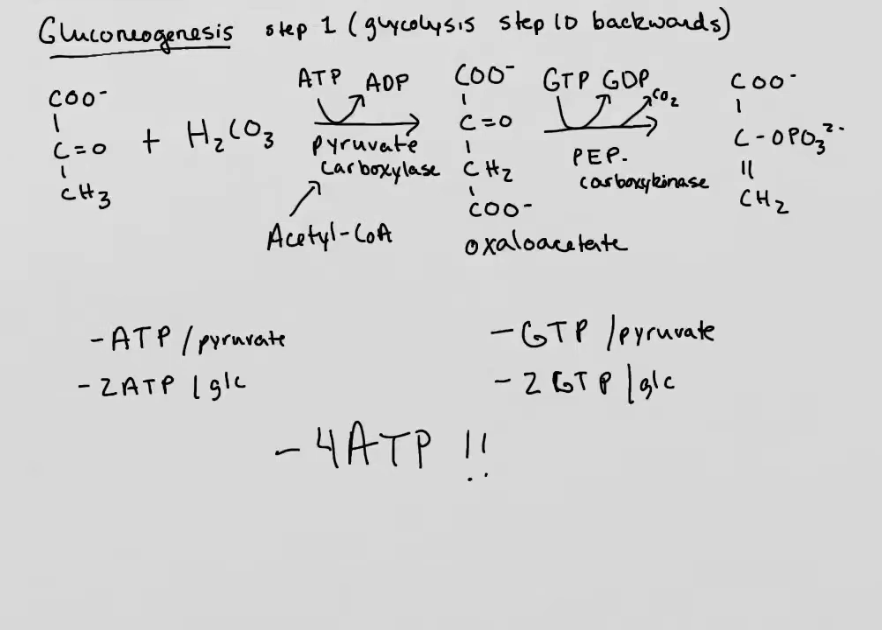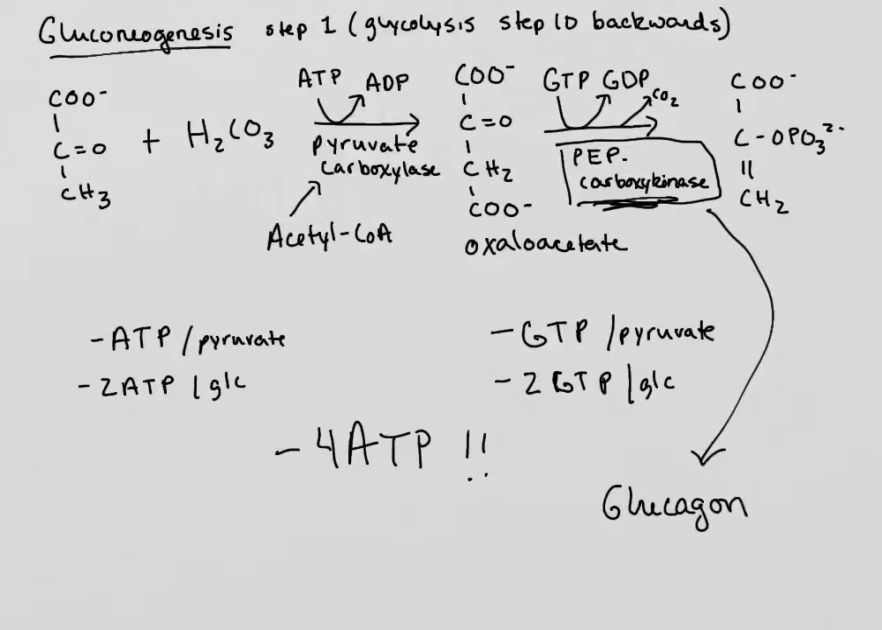So let's talk about this famous enzyme, though, PEP carboxykinase. PEP carboxykinase is not allosterically regulated the way that pyruvate carboxylase is, but it is regulated at the level of the gene. So if you are undergoing prolonged starvation, that is to say that your glucagon levels are very high for a very extended period of time, then at the level of the gene encoding for PEP carboxykinase, the gene will be upregulated.